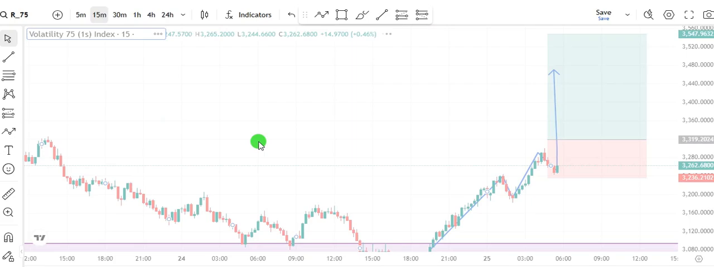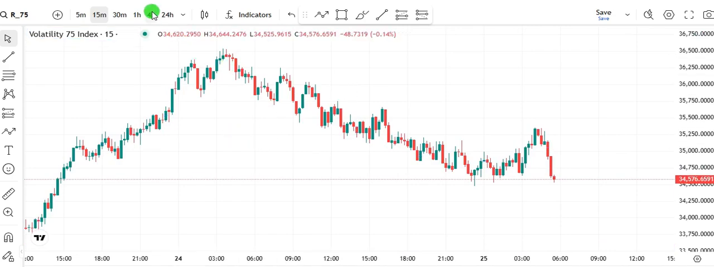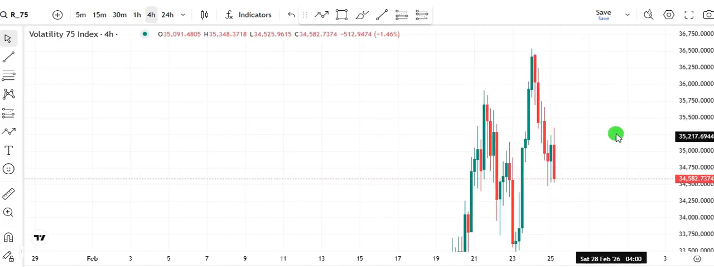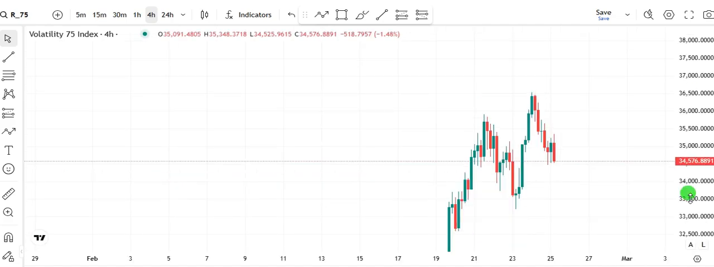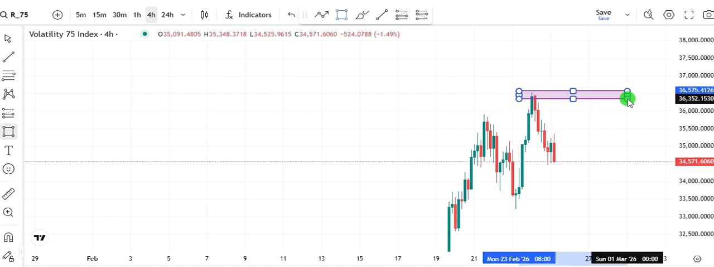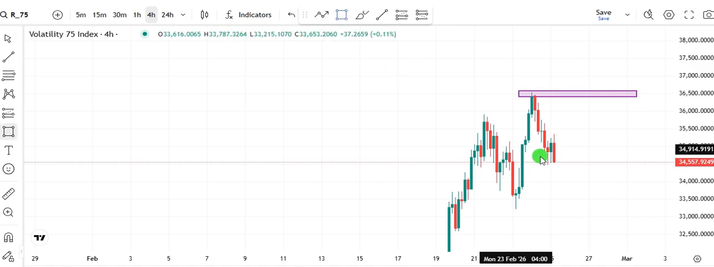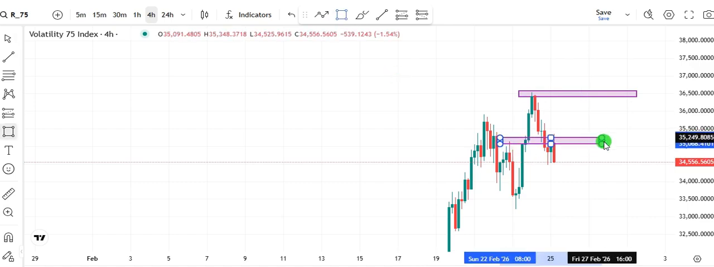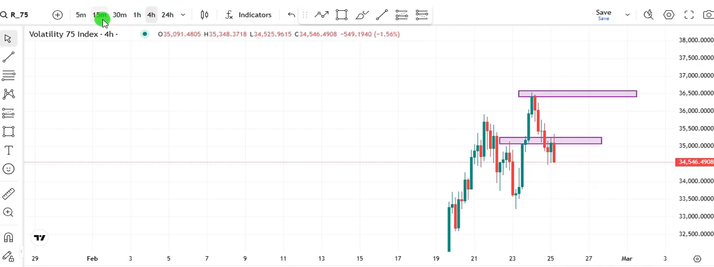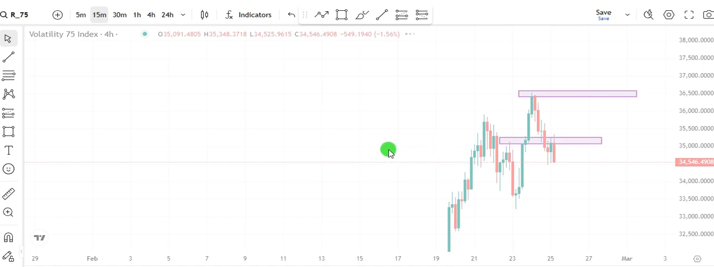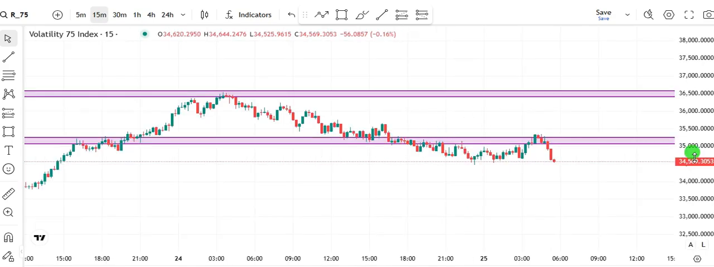Now let's go to Volatility 75 itself. Okay, of course, let's go to the higher charts. It's actually looking more bearish on this one. This level, there we can see internal structure, you can see bearish already. I think there's going to be a little bit of bearish shades right there.